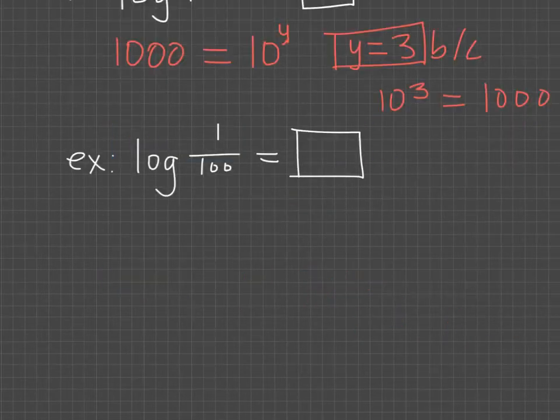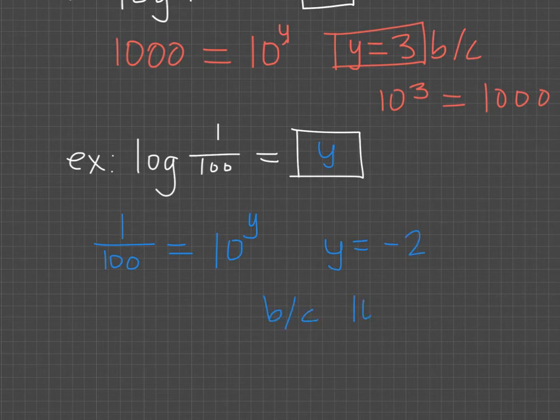Let's look at this one. Log of 1 over 100 equals some unknown exponent, y. So rewriting this in exponential form, we've got 1 over 100 equal to the base of 10 with this exponent of y. Well, we know that y is going to be negative, because we take that 10 and then it's taking the reciprocal. Well, 100 is 10 squared, so y must be negative 2 because 10 to the negative 2 equals 1 over 10 squared, which is 1 over 100.